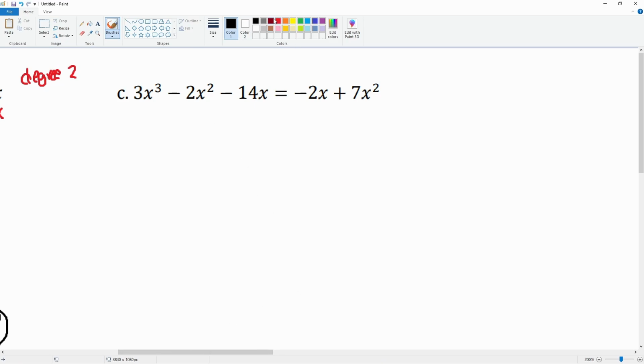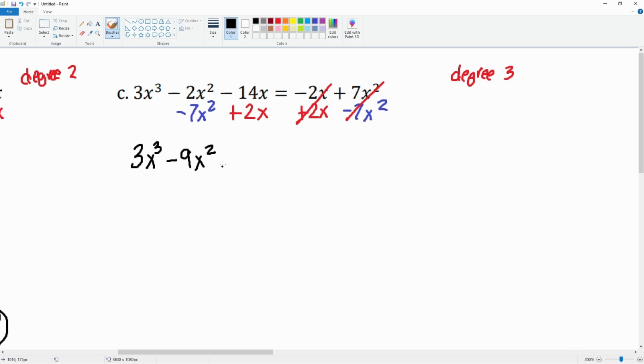C, take a look. This is now a degree 3. So we have to try to make it equal to 0. We have a minus 2x here, so we're going to add 2x to both sides. Then I have a plus 7x squared, so we're going to subtract 7x squared from both sides. Okay, I lined them all up. So this cancels on the right, this cancels on the right, leaving you with 3x cubed minus 9x squared minus 12x equal to 0.